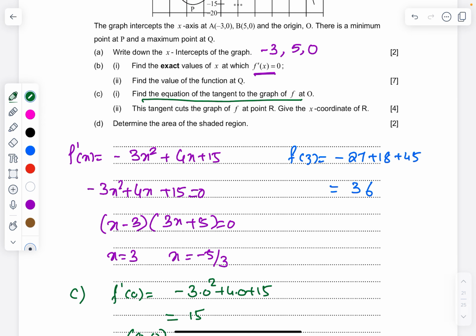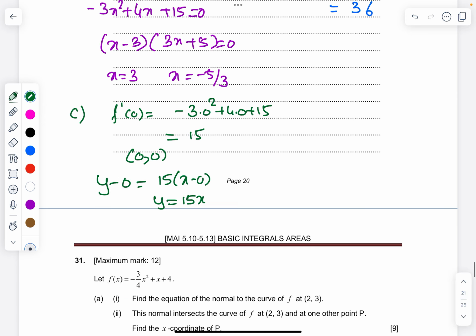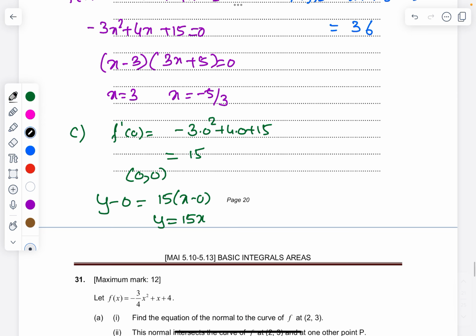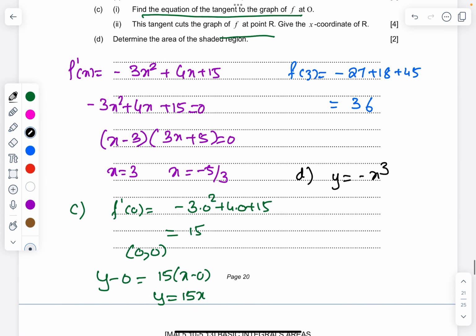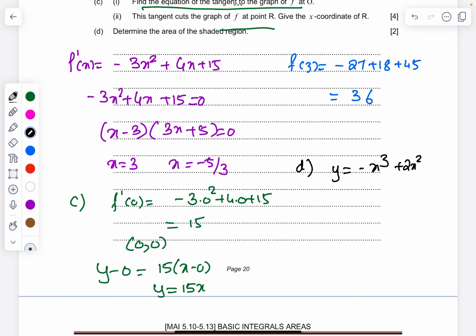Then this tangent cuts the graph at R. Find the other coordinate of R. So use the calculator: y equals minus x cubed plus 2x squared plus 15x, and y equals 15x. Use the GDC and find the points of intersection. You should be getting x equals 2.